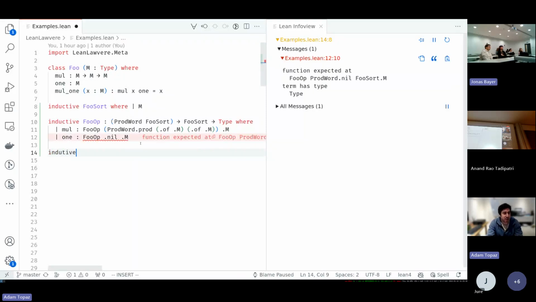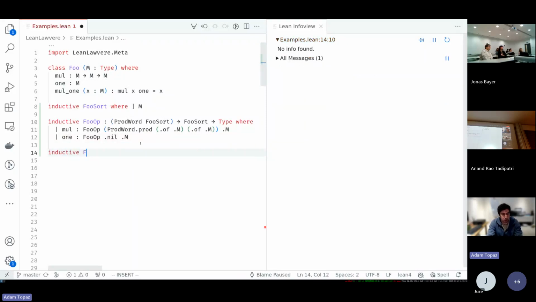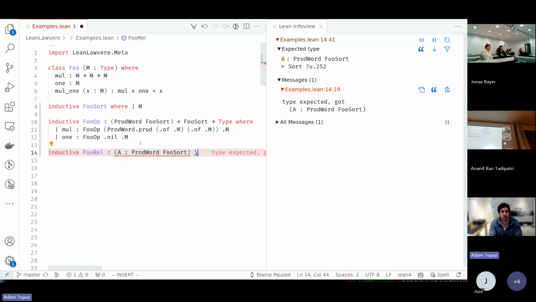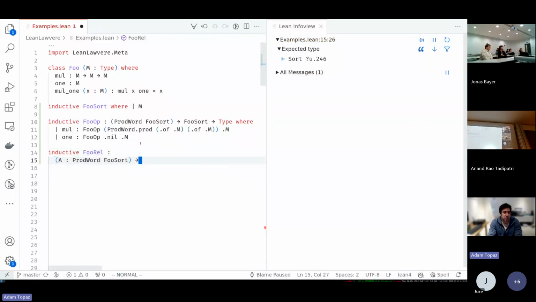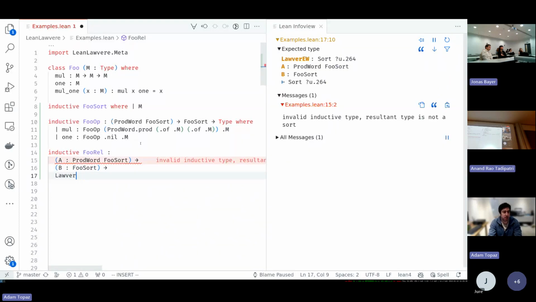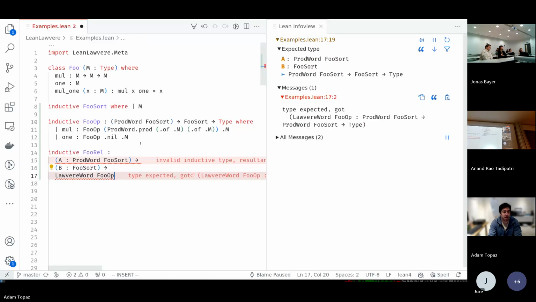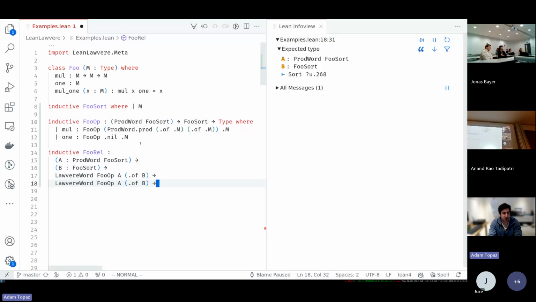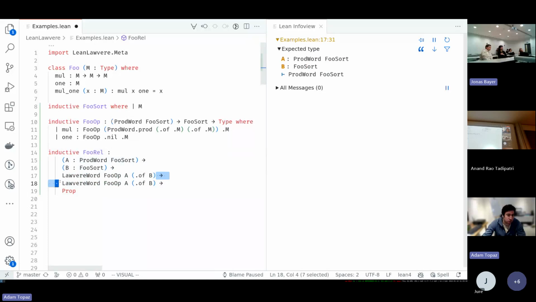And then finally, I need to construct the inductive foo rel, let's say, which takes a prod word on foo sort, a Lawvere word on foo op from A to B, and another one, and gives me a proposition. So I'm constructing an inductive binary relation on this type of Lawvere words.